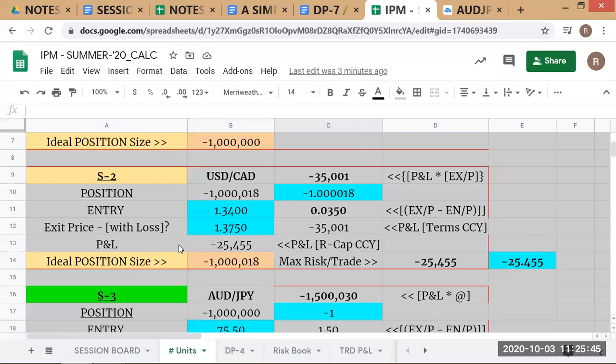We want to ensure that the ideal position size is the one which ensures that when you lose money on the trade, because when you put on the trade you don't know what's going to happen, whether it's going to be a profit or a loss, when you lose money on the trade, you want to make sure that that loss is equal to the maximum risk per trade. Okay, so this is how you exercise control.